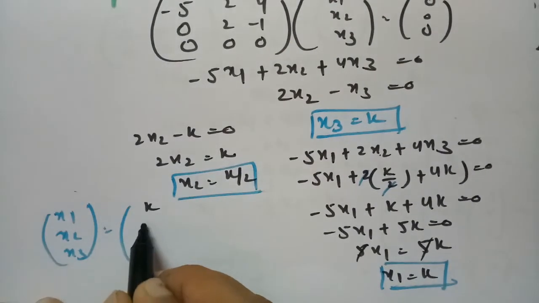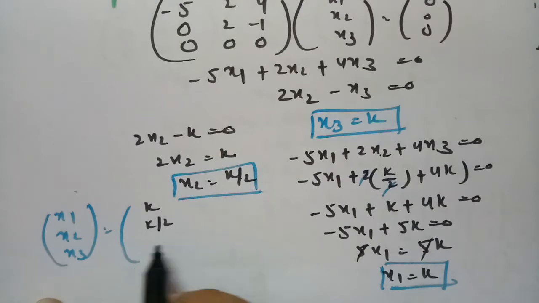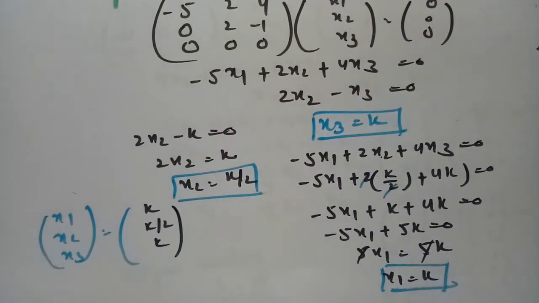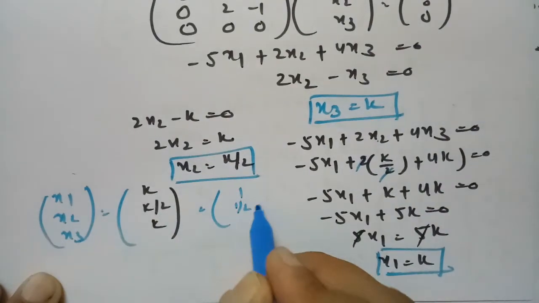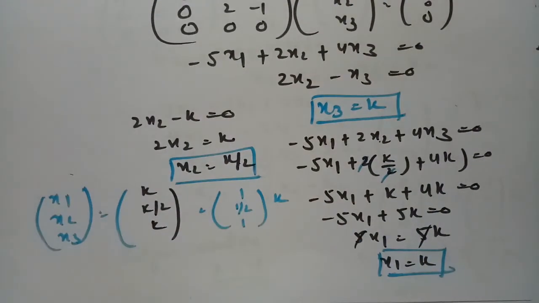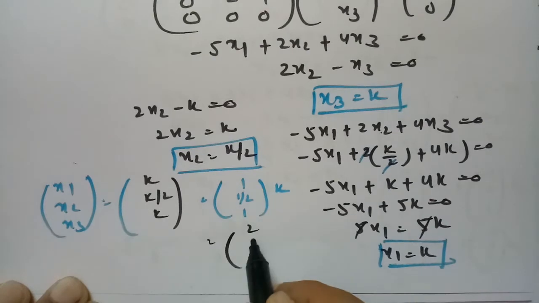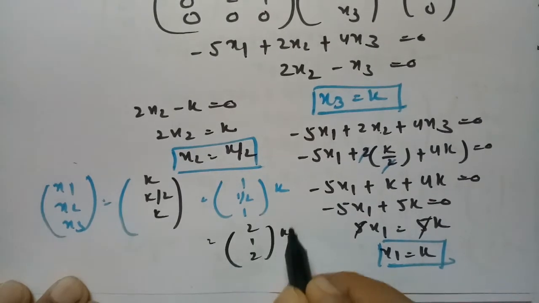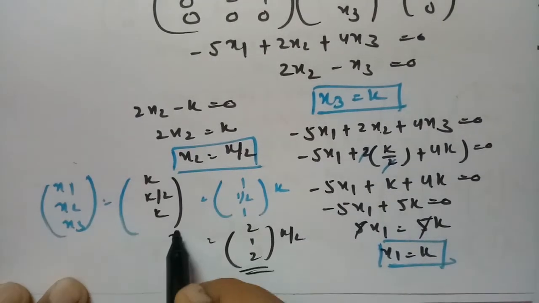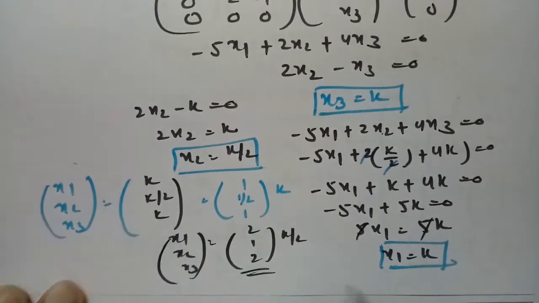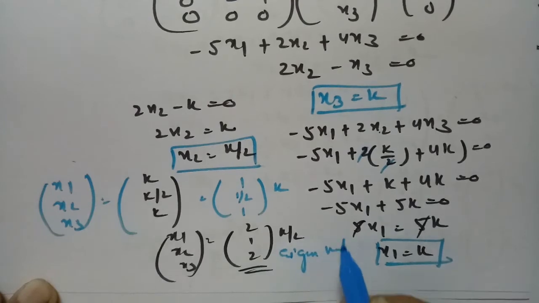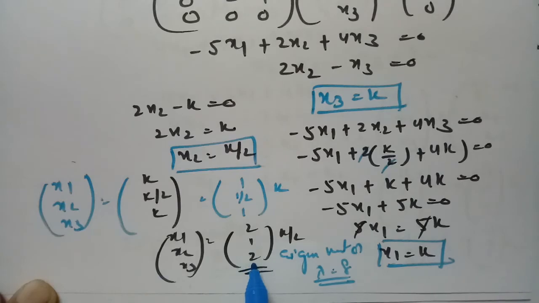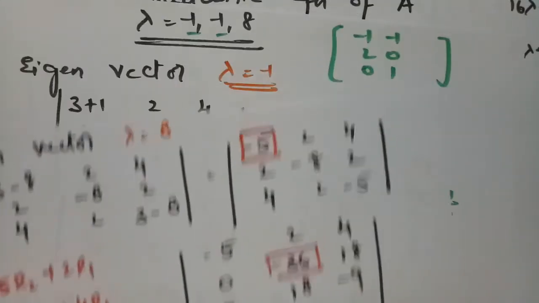So after getting the k value, the x1, x2, x3 values will be: x1 is k, x2 is k by 2, and x3 is k again. If I take k common here, this will be 1 by 2, 1 into k. If I multiply with 2 here, this is 2, 1, 2, and this is the eigenvector corresponding to lambda is equal to 8. So this is 2, 1, 2, remember.